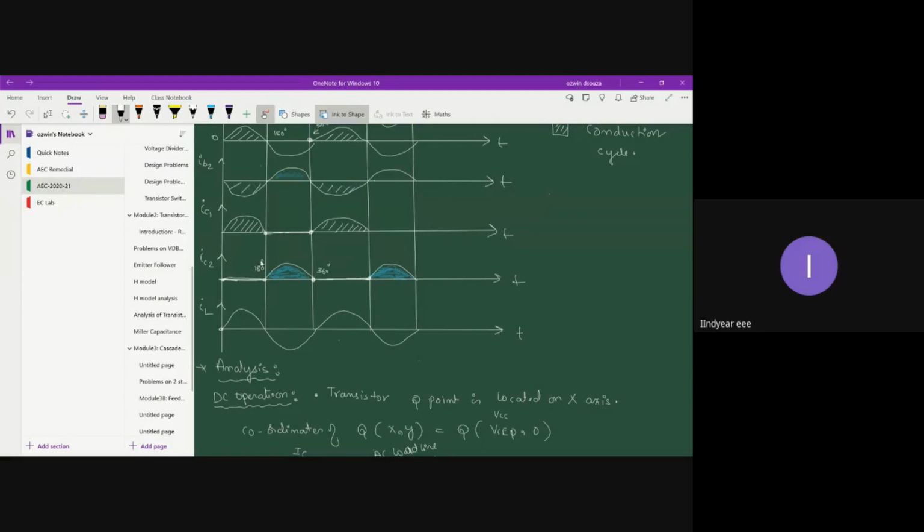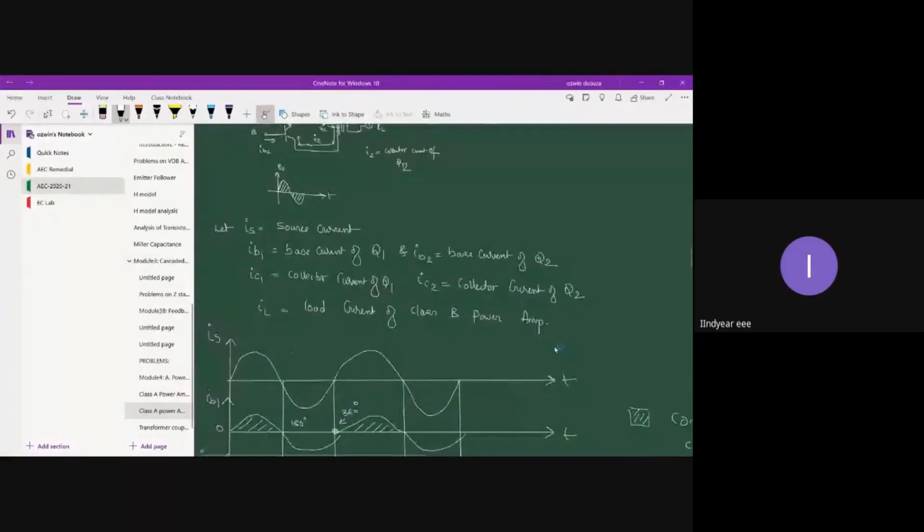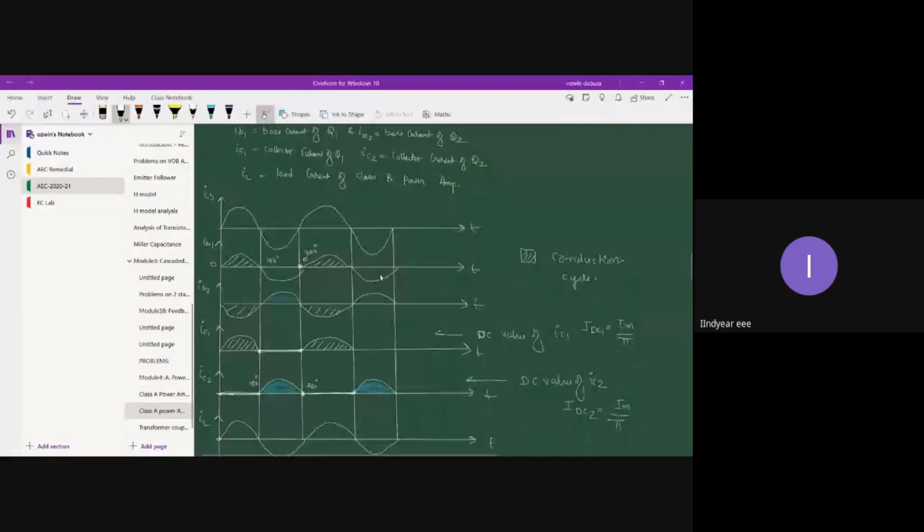So in order to write down an expression for DC power input, let us consider the DC value of IC1. Similarly, let us also consider the DC value of IC2. We had drawn a couple of waveforms also over there: the source current waveform, then the base current waveform. Just to clarify.